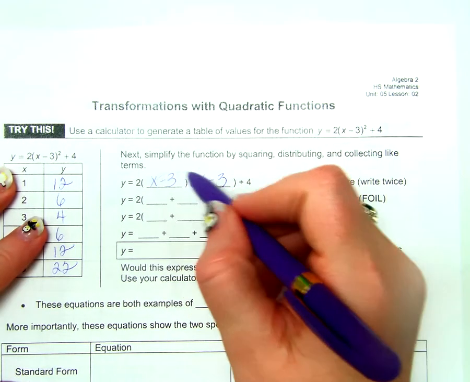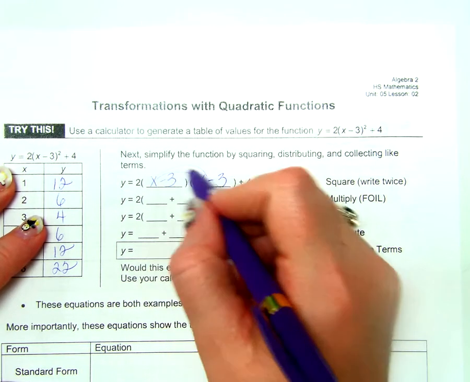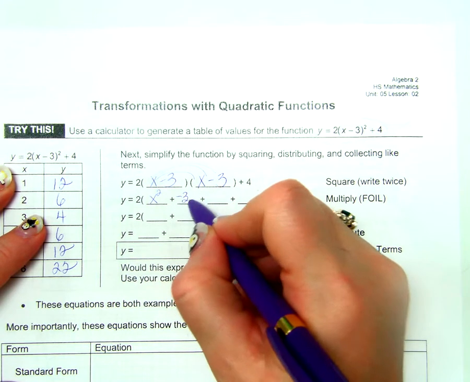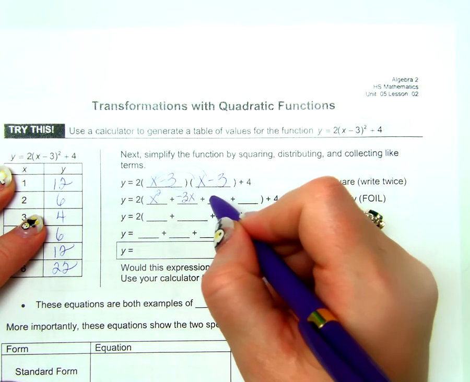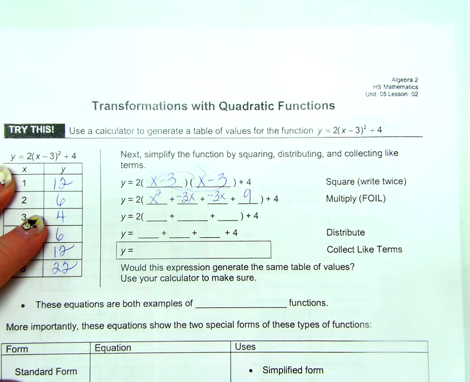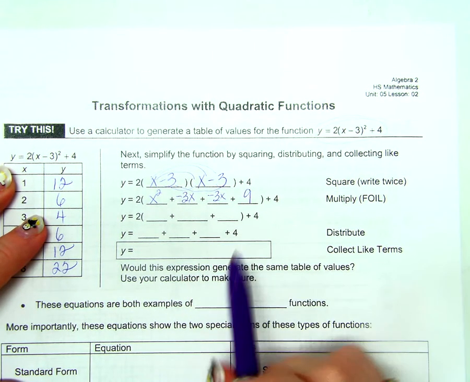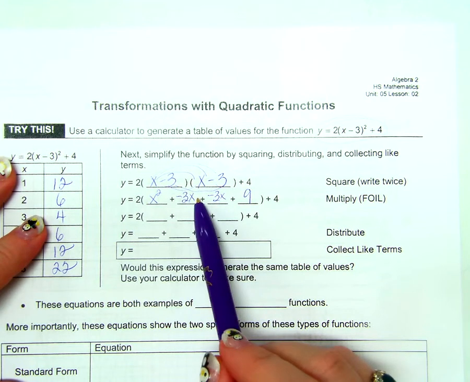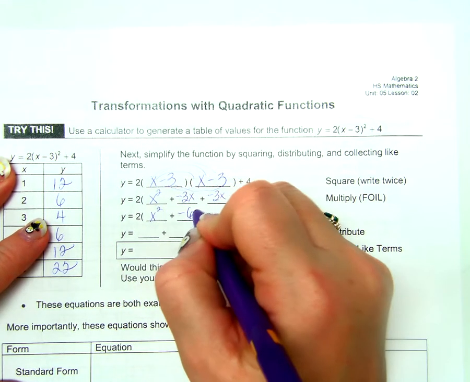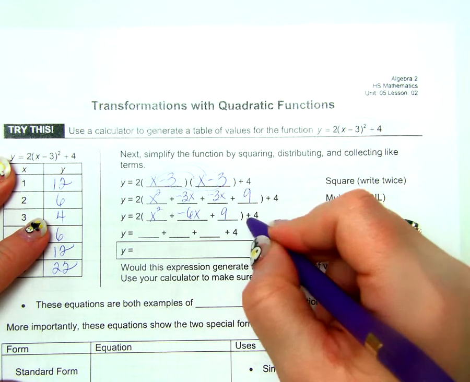Now we have to use the distributive property. x times x is x squared. x times negative 3 is negative 3x. Negative 3 times x is negative 3x. And negative 3 times negative 3 is positive 9. So let's gather our like terms. These two middle terms are like, aren't they? So I have x squared minus 6x plus 9.